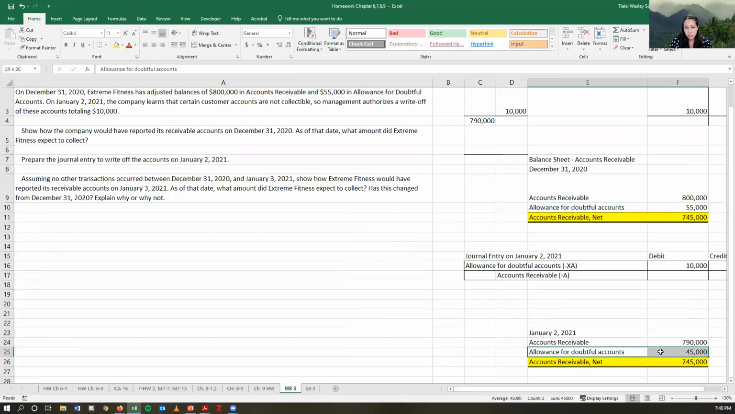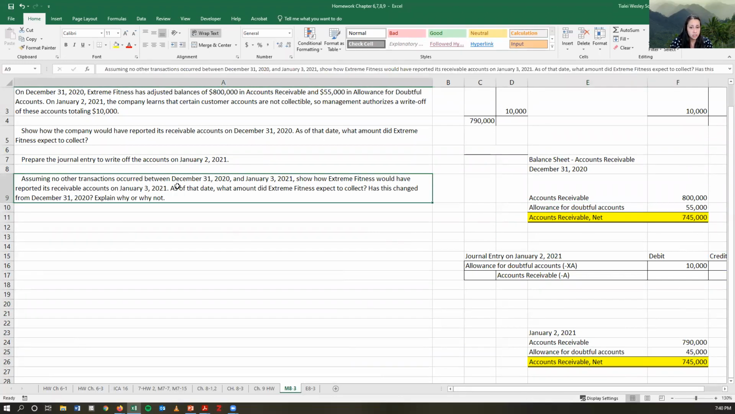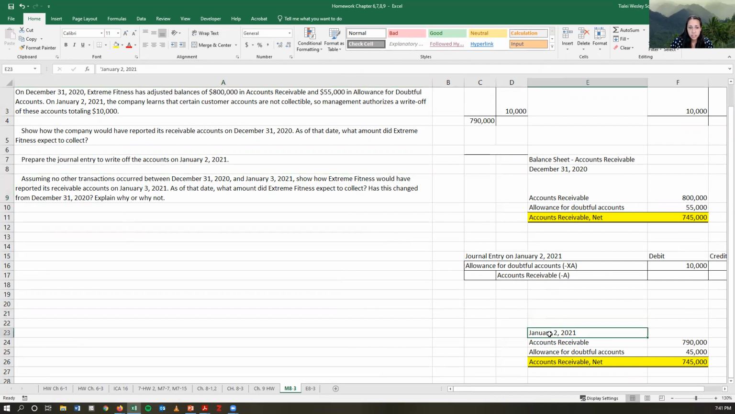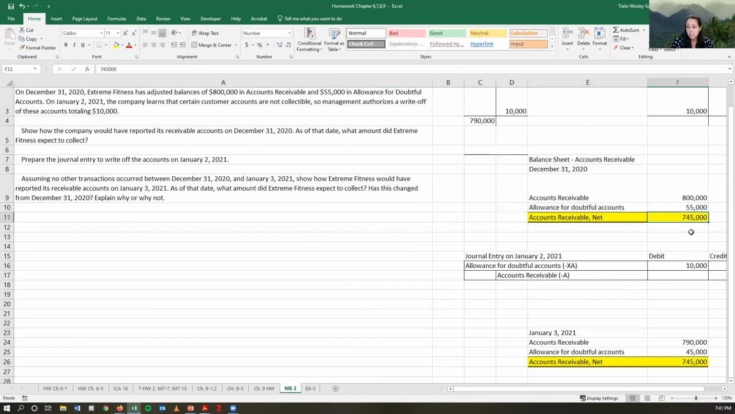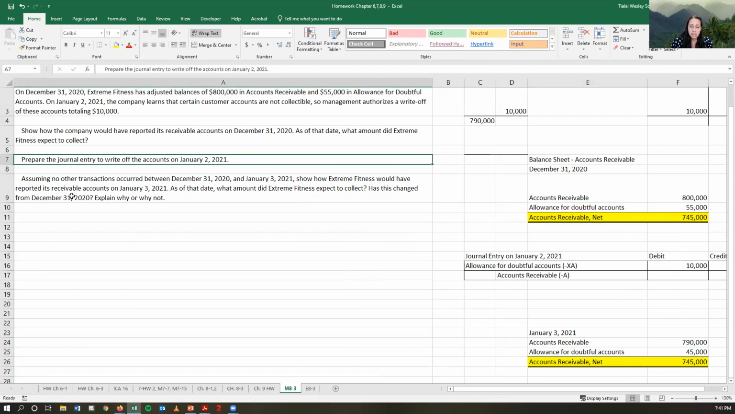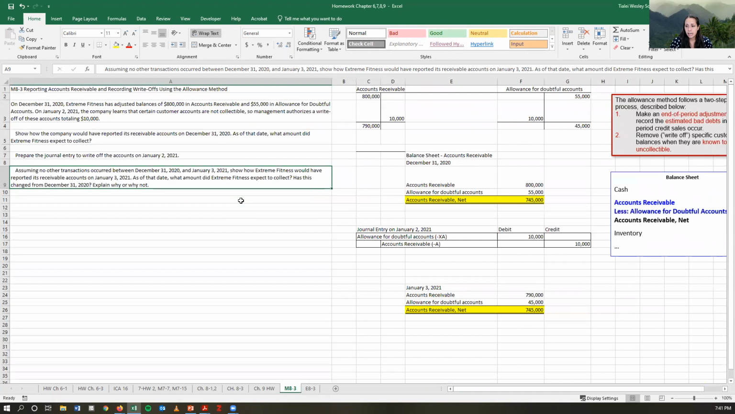So it says, has it changed? Assuming no other transactions, show how Extreme Fitness would have reported its accounts receivable as of January 3rd. So this happened on January 2nd, January 3rd. As of the date, what amount would Extreme Fitness expect to collect? It's exactly the same amount, and it's accounted for based on that allowance for doubtful accounts. And so that's your answer for this last part of this problem. And that's a little bit about how we're going to account for those bad debts, or the accounts receivable that become uncollectible, so we have to write them off.